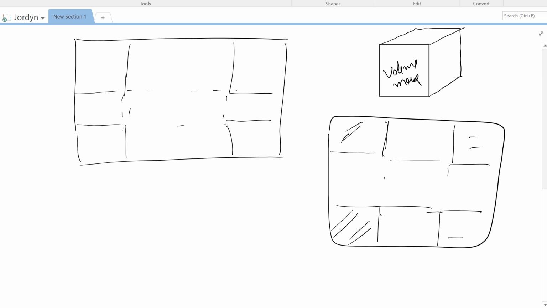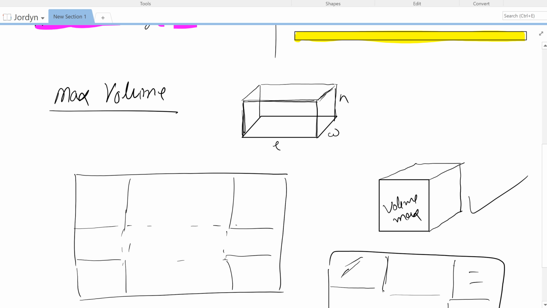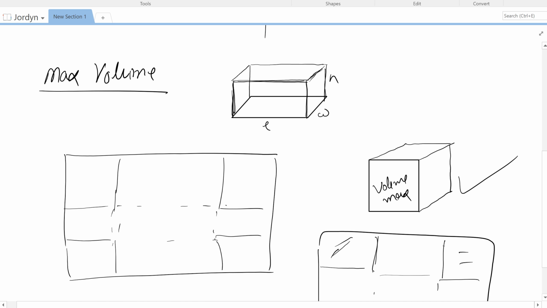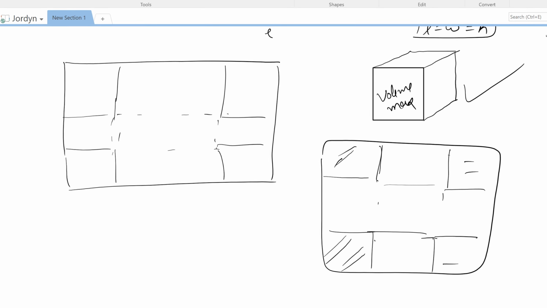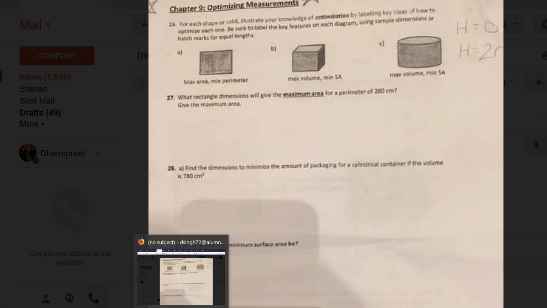Yeah, so this kind of shape you're going to design where all the side lengths are the same. Good. So volume is going to be maximum, so surface area is going to be fixed in this case. If the surface area is fixed, you make a cube where your length, width, and height are the same.